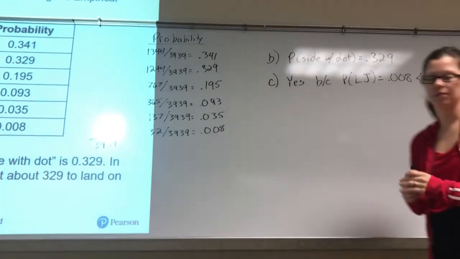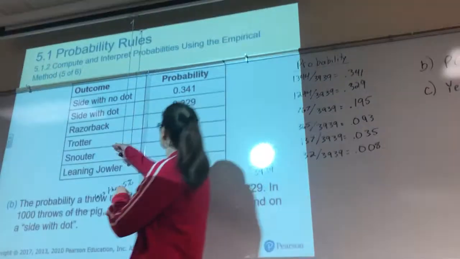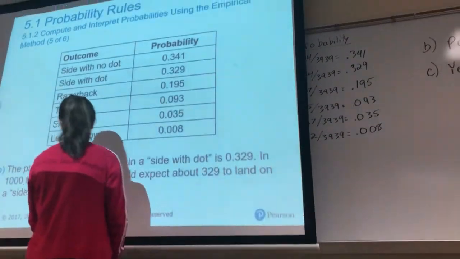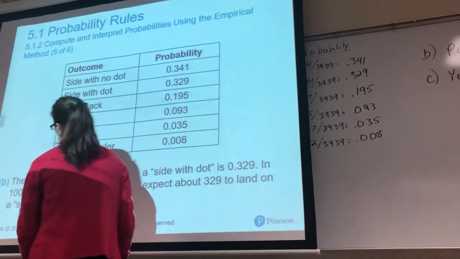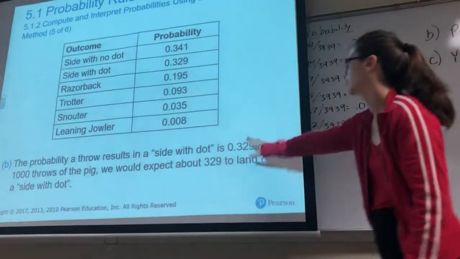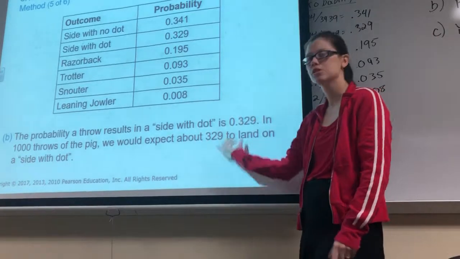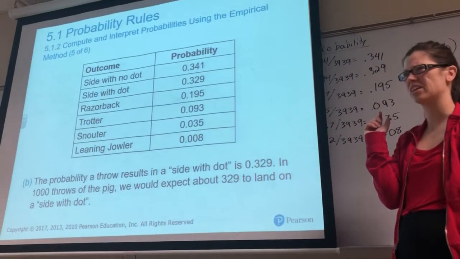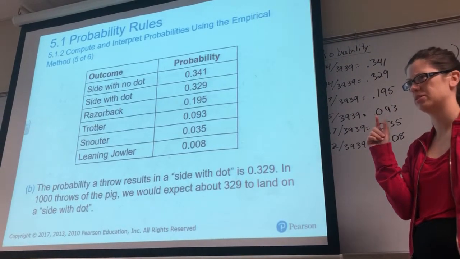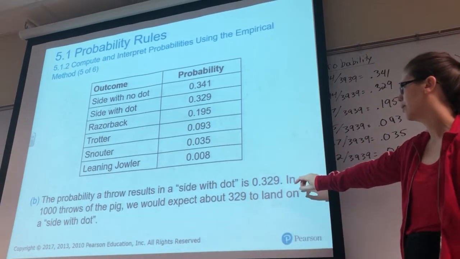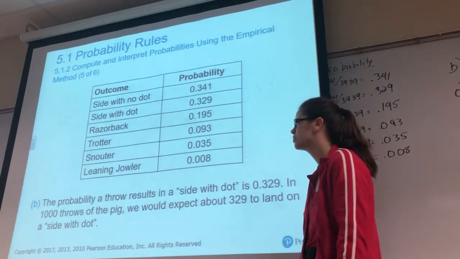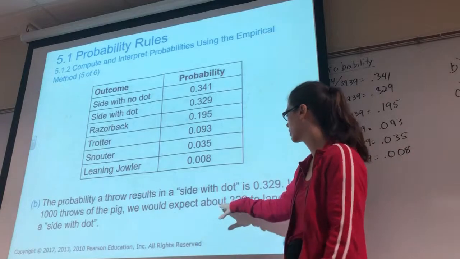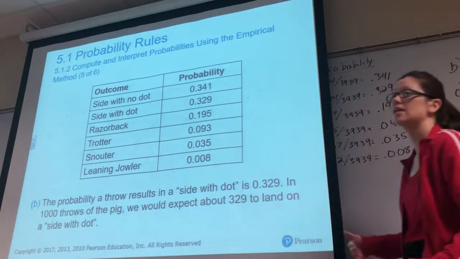When they go through, here's our probability, and then they just interpret it, same as we did last time. We did the classical approach last time, right? We started with that? Okay. So with this one, it says in 1,000 throws of the pig, we would expect 329 to land on a side with dot.